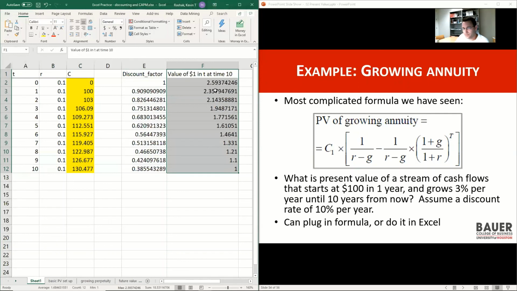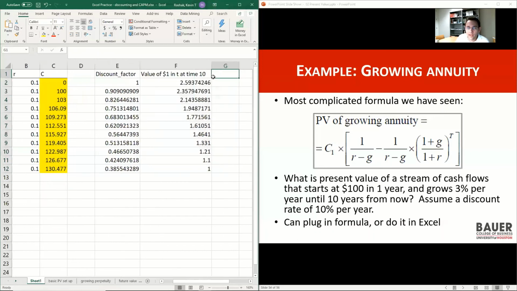Okay, so it helps to work through the formula and kind of think about what's going on and have these little checks as you go. Okay. So now, if we know the value of $1 at time 10, we can calculate the future value at time 10.